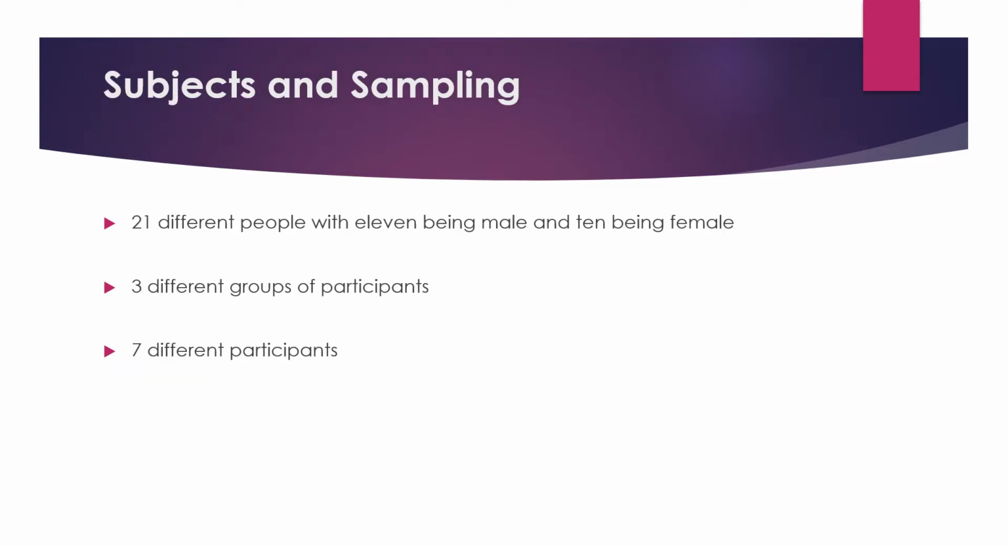I sampled 21 different people, with 11 being male and 10 being female. There are 3 different groups of participants that included seeing the difference between participants that worked out 3 times a week while on keto, participants that worked out 2 times a week while on the keto diet, and then also participants that weren't on the keto diet at all and worked out 5 times a week. Each group was comprised of 7 different participants, while males and females were intertwined within each group.